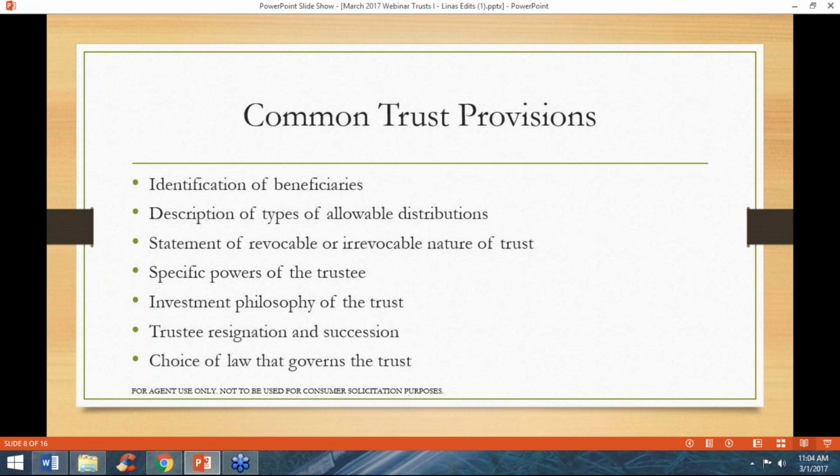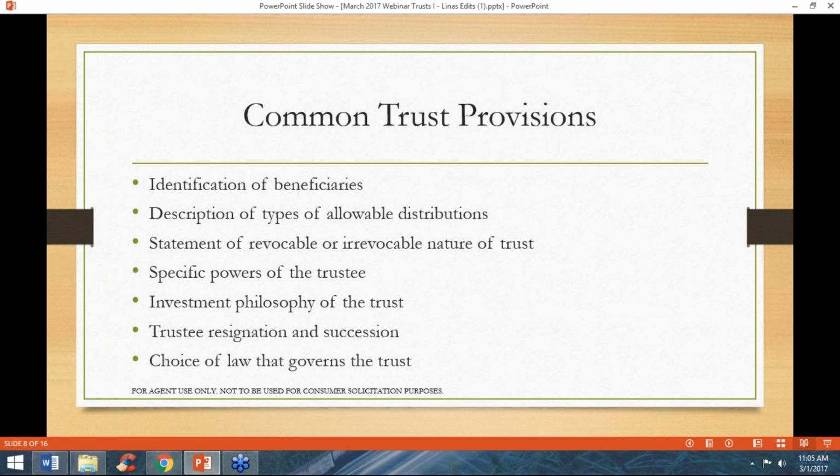Some of the most common trust provisions include identification of beneficiaries. Now, this is a very important one. Beneficiaries should be easily identifiable by the language in the trust. The trust should also include a description of types of allowable distributions that the trustee can make and when they can be made and to whom. The trust document should also include a statement of the revocable or irrevocable nature of the trust. It should also include specific powers of the trustee and when the trustee must act.